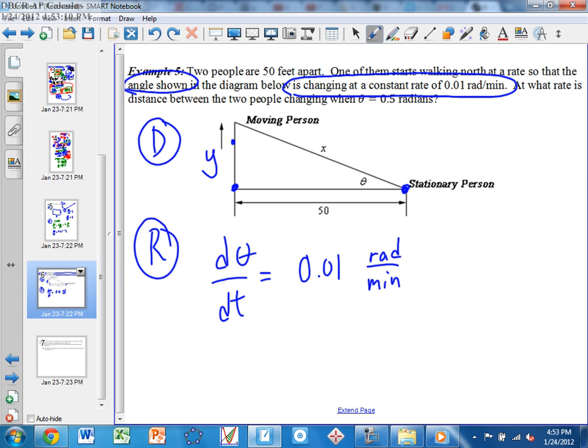dx/dt. We want to know at what rate the distance between the people is changing. The distance between the people is given as x. This is the distance between them at any given point in time. When the person's up here, it would be x like that. When the person is here, that's x. When the person's up here, that's x. X is changing. The problem says, find the rate at which it's changing. So find dx/dt. Karen.